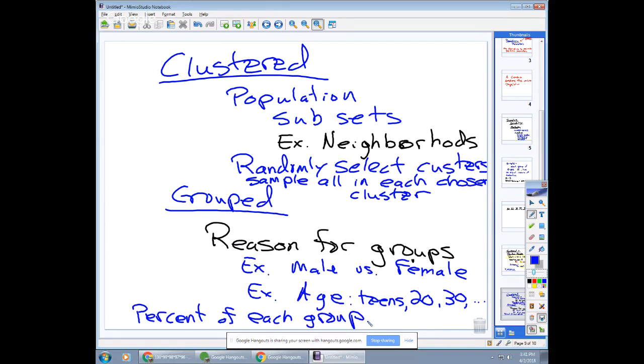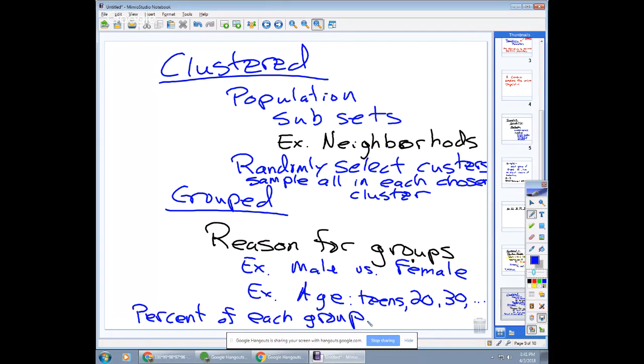So maybe a population is half male, half female. When we're done with the survey, our sample better have half female and half male. Suppose we grabbed randomly 20 people out of the population of the eligible voters in Pendleton. Is it possible that all 20 randomly selected were men? Yeah, and that might be a problem.